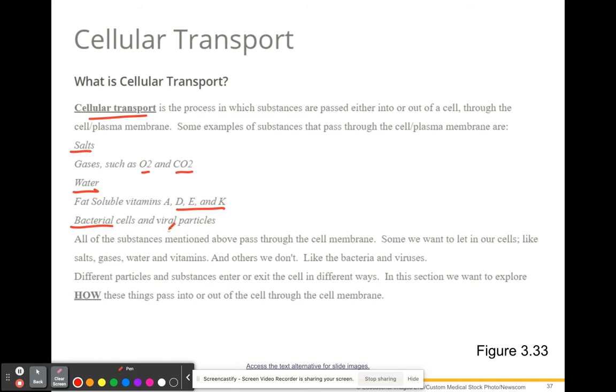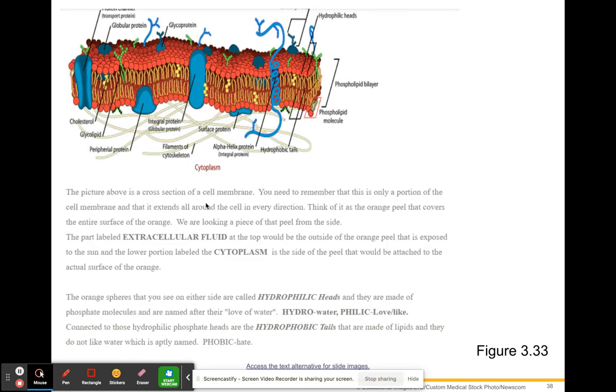Okay, bacteria can go through. Viral particles can go through sometimes. It's not necessarily what we want to go through, but it can happen. And it's our cell's job to stop it. So transport can happen in a couple of different ways. And again, it's the movement of material through our membrane, right? So we have our phospholipids here. We have our proteins that are embedded inside of our cell membrane. And the process of getting something from the outside in or from the inside out is called cellular transport.